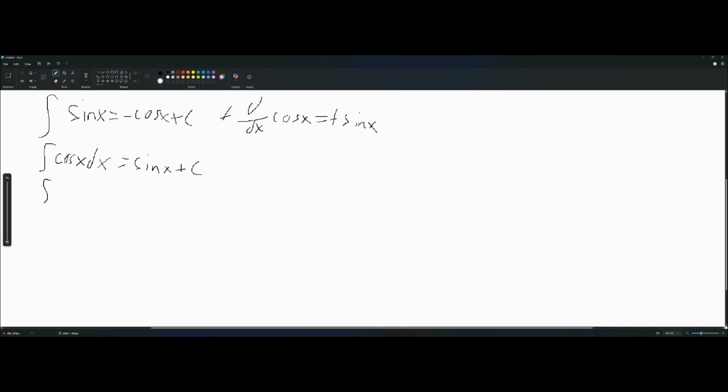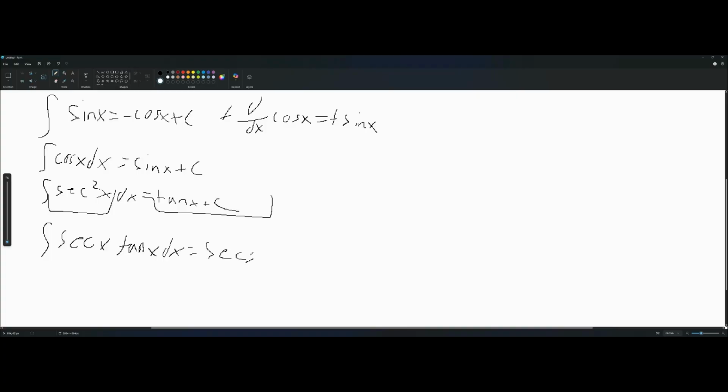The integral of secant squared of x dx is just equal to tan of x, and you get the gist, right? You see this pattern right here: the derivative of the answer will equal whatever is in here. And I'll just do the last one that we really need to know. The integral of secant x tan x dx is equal to secant x plus c.